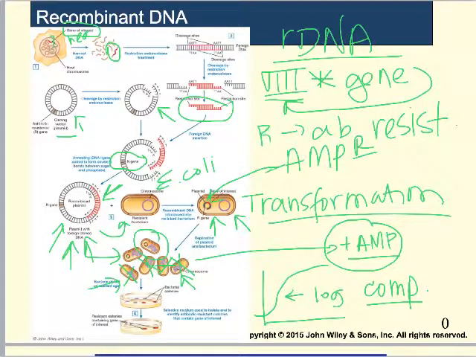Then you can grow a whole bunch of them, and you can get the plasmid to make the factor 8. You can make these E. coli cells make factor 8. And then you can harvest it, purify it, and use it to put into people.